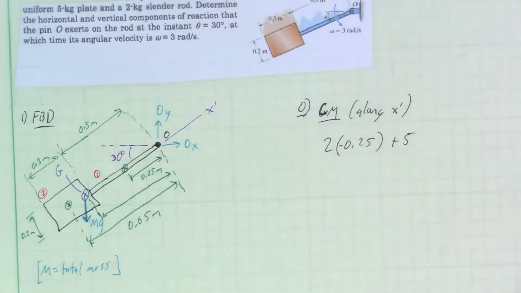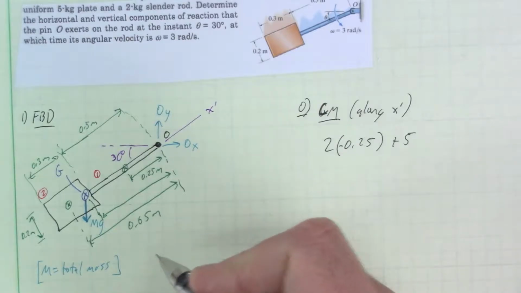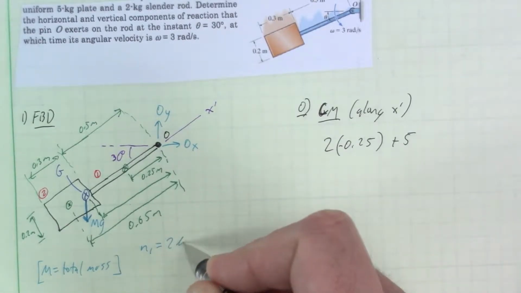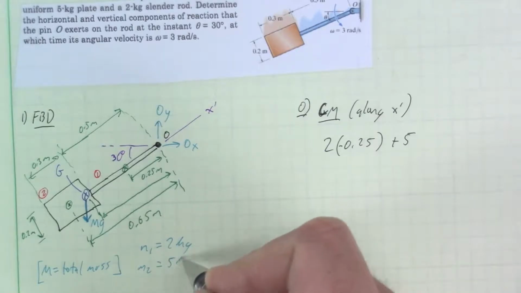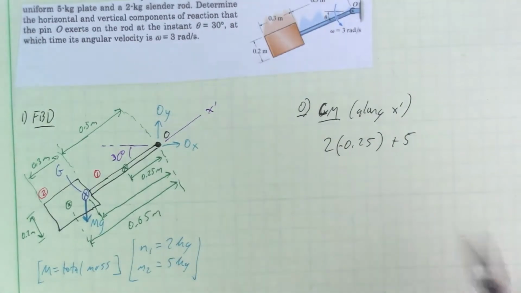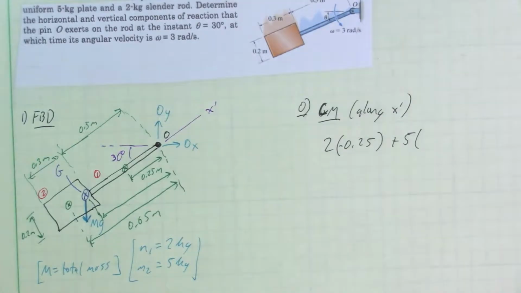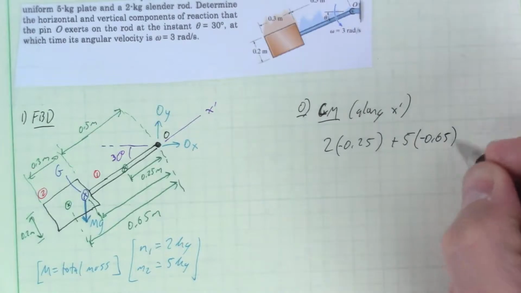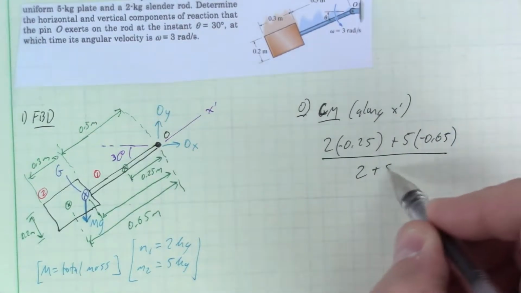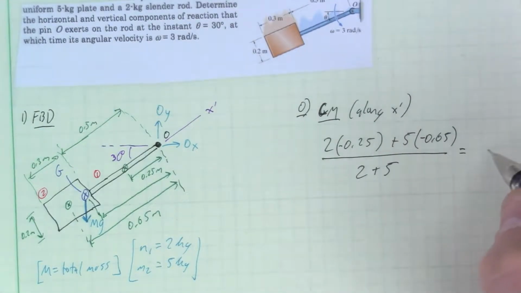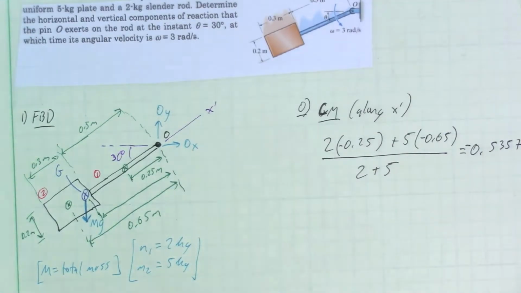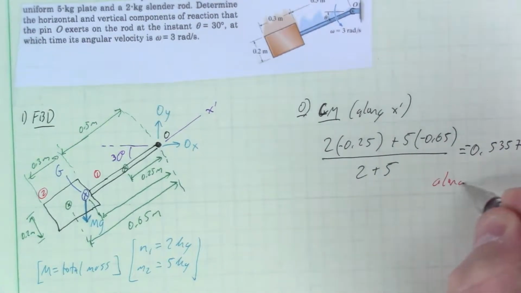Actually, we can add it to our list of information here. M1 is given as 2 kilograms. M2 is given as 5 kilograms. Okay, we got 5 kilograms, and this is now negative 0.65. And then divide by the total mass, which is 2 plus 5, so 7. That gives 0.5357 meter. Oh, and that's negative. And again, this is along x prime, or along 30 degrees from O.